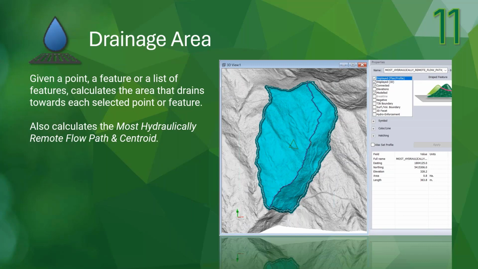You can also run this with a list of features. So if you've got, say, 5 culverts, you can select all your culverts in terrain and then run it to get the drainage area for all of the culverts and create the features.